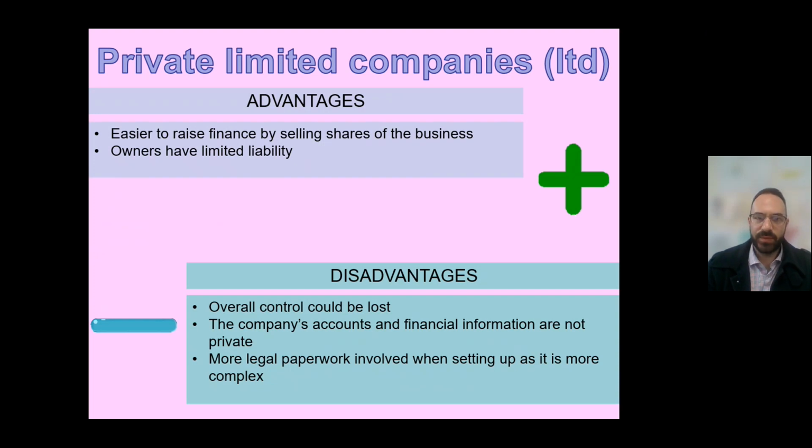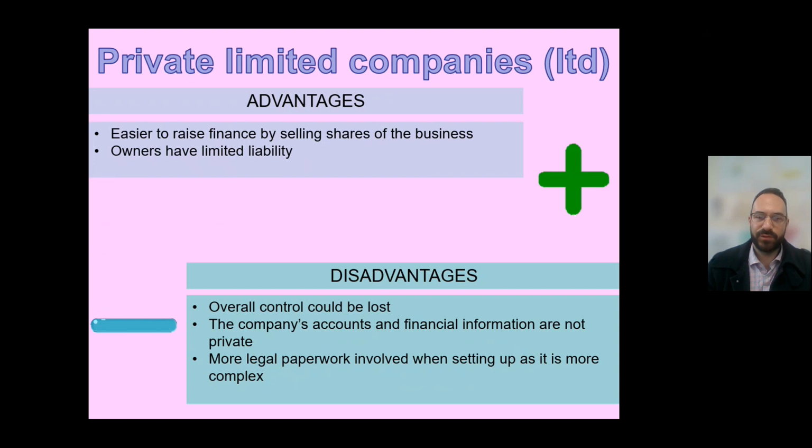Disadvantages of a private limited company is that overall control can be lost because you might be the CEO of a business that you started, but because it's a private limited company, other people might own shares of your business. So if other people own more than 50% of your business, they can push you out. So they can also decide how they want the company to be run, even though it was your business and your idea to start with.